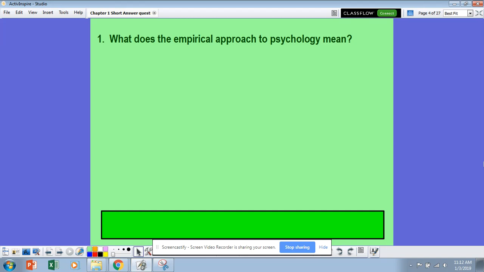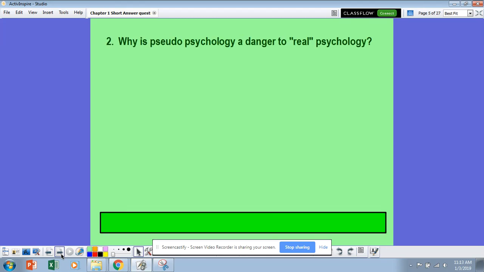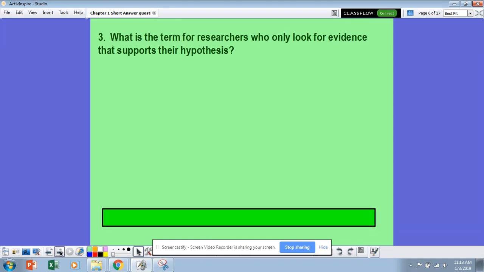So here we go. Number 1, what does the empirical approach to psychology mean? It means a study conducted via careful observation and scientifically based research. Number 2, why is pseudopsychology a danger to real psychology? And pseudopsychology, for the most part, the publicity of it causes individuals to be skeptical of good scientifically sound studies in the field. Number 3, what is the term for researchers who look for only evidence that supports their hypothesis? And that is confirmation bias.